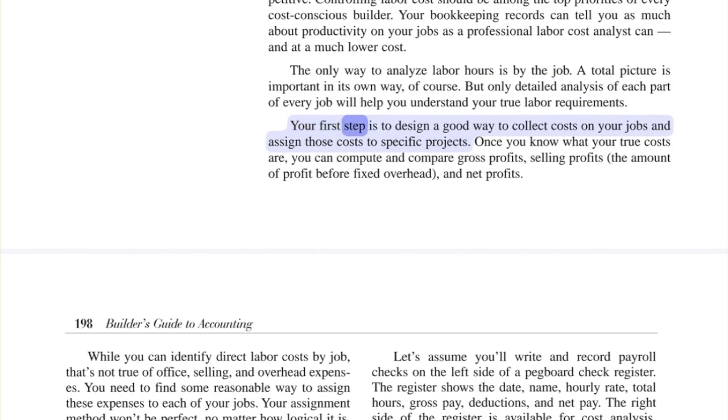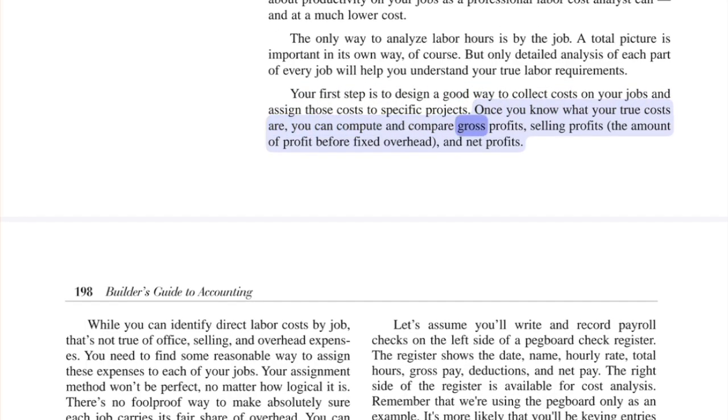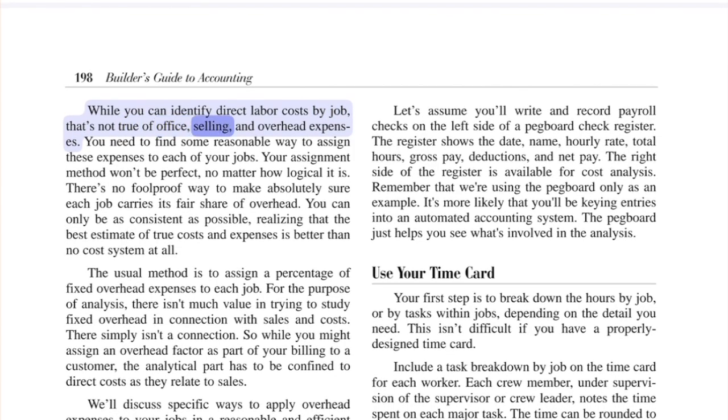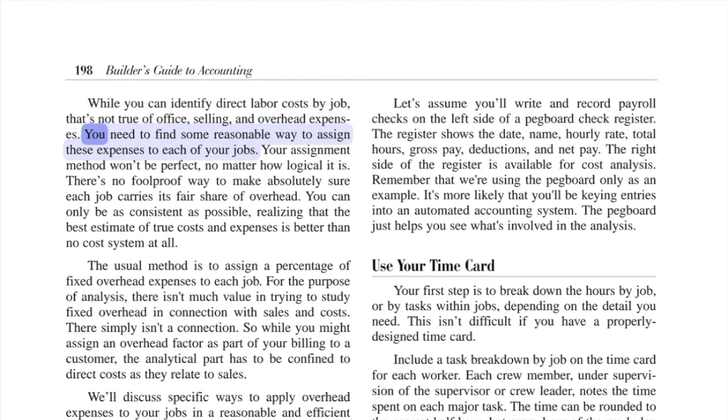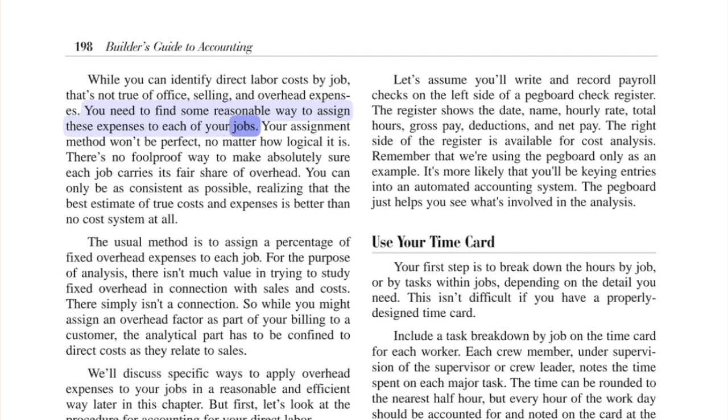Your first step is to design a good way to collect costs on your jobs and assign those costs to specific projects. Once you know what your true costs are, you can compute and compare gross profits, selling profits, and net profits. While you can identify direct labor costs by job, that's not true of office, selling, and overhead expenses. You need to find some reasonable way to assign these expenses to each of your jobs.